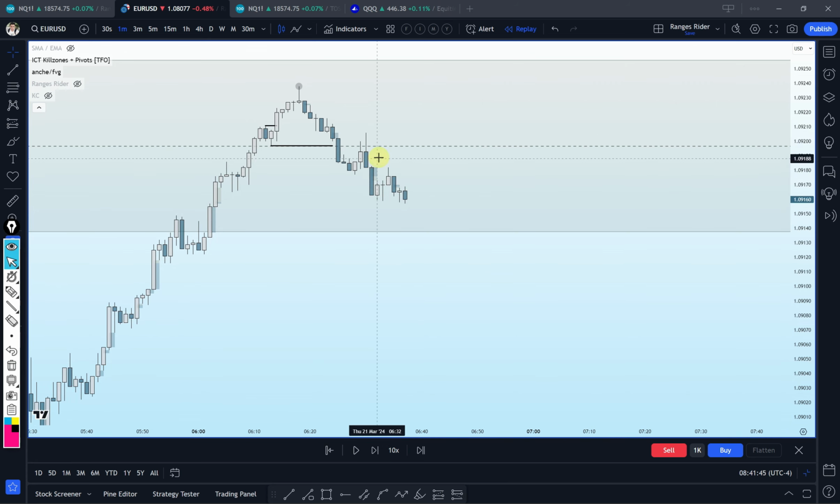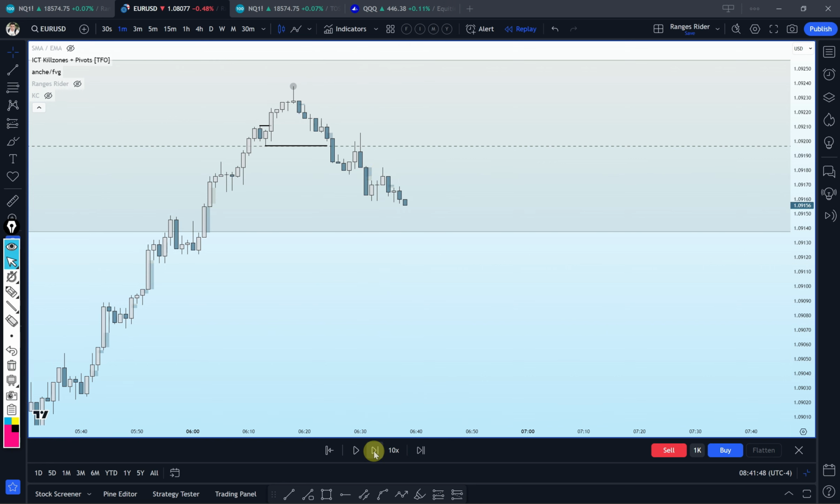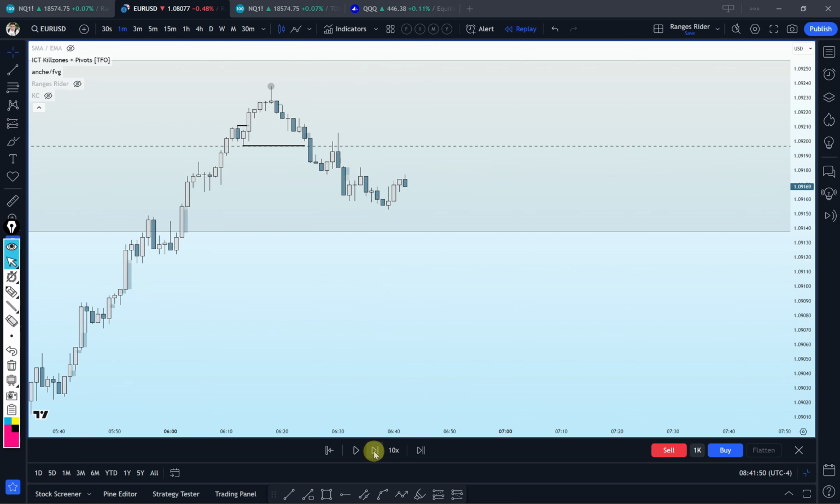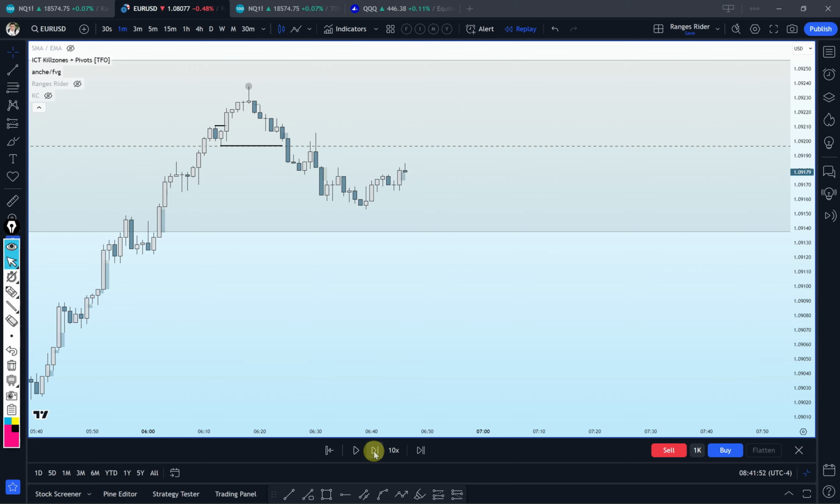Before we had this swing, now we have this swing to be taken out, and the price has taken this swing. So this is the liquidity grab, and this one is the break of structure. And in this case, we have the range from A to B.